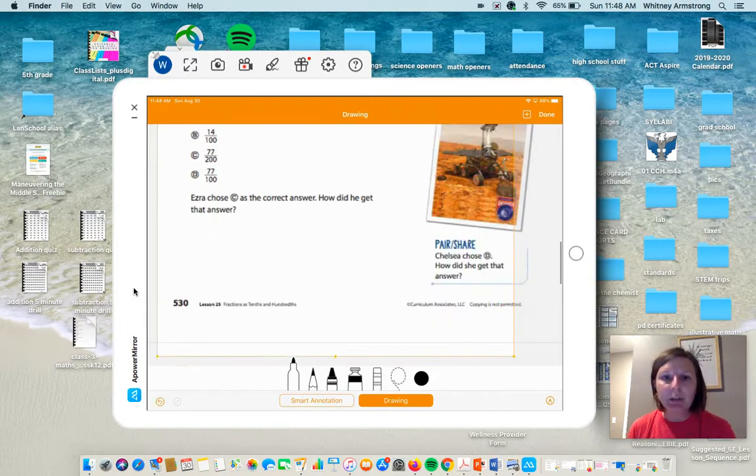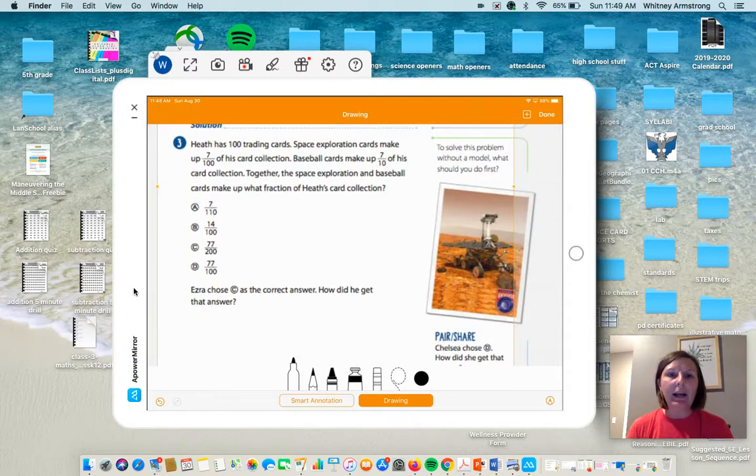All right, so I'm going to read it. I'm going to give you a second to work it out, and then we'll talk about it. So Heath has 100 trading cards. Space exploration cards make up 7 hundredths of his card collection. Baseball cards make up 7 tenths of his card collection. Together, the space exploration and baseball cards make up what fraction of Heath's card collection? So I want you to go ahead, solve your problem, and when we come back here in just a second, we'll work it out together.